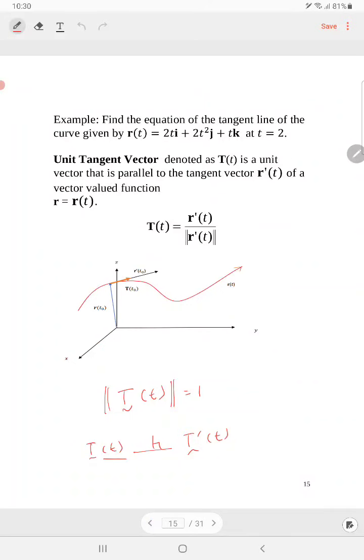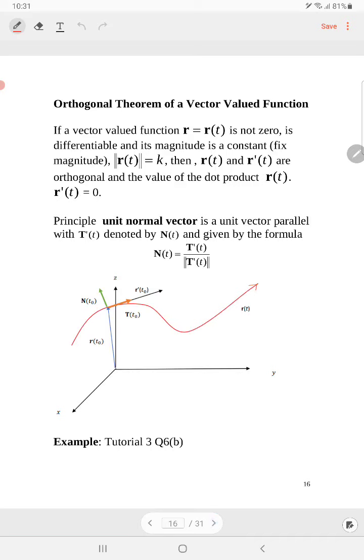But remember before, T and T prime are orthogonal to each other, according to the orthogonal theorem. And the unit normal vector is parallel to T prime. And we know T and T prime are perpendicular to each other. So from here we can deduce that N and T are orthogonal to each other. So the unit normal vector and the unit tangent vector are perpendicular to each other.